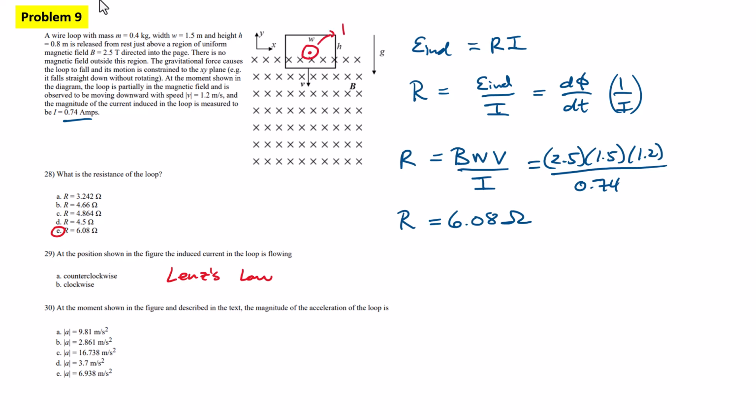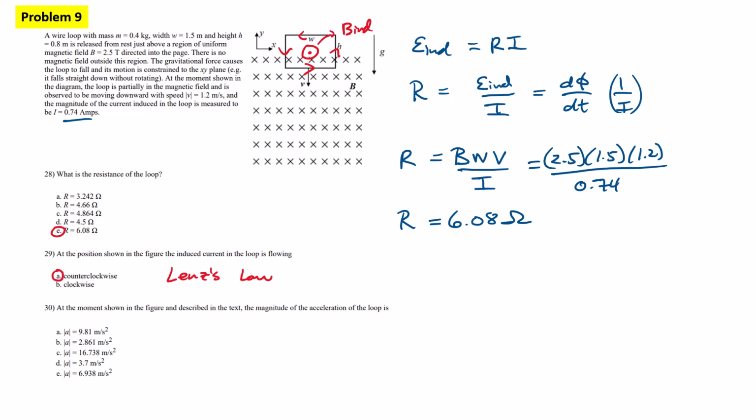So that would be the direction of B induced. Now you use your right-hand rule. What kind of current would produce a magnetic field inside that loop that's coming out of the page? You would have to have a counterclockwise current. So A is the correct answer for this one.